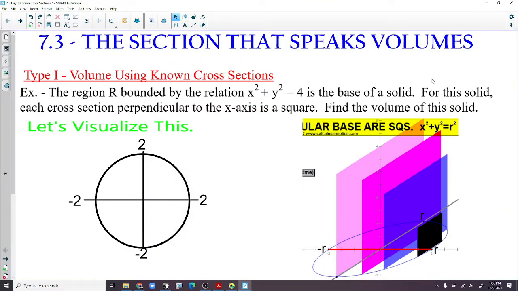All right, we got section 7.3, the section that speaks volumes, because we're finding volume. It's a play on words, it's not very funny. We start out actually with a little demonstration.